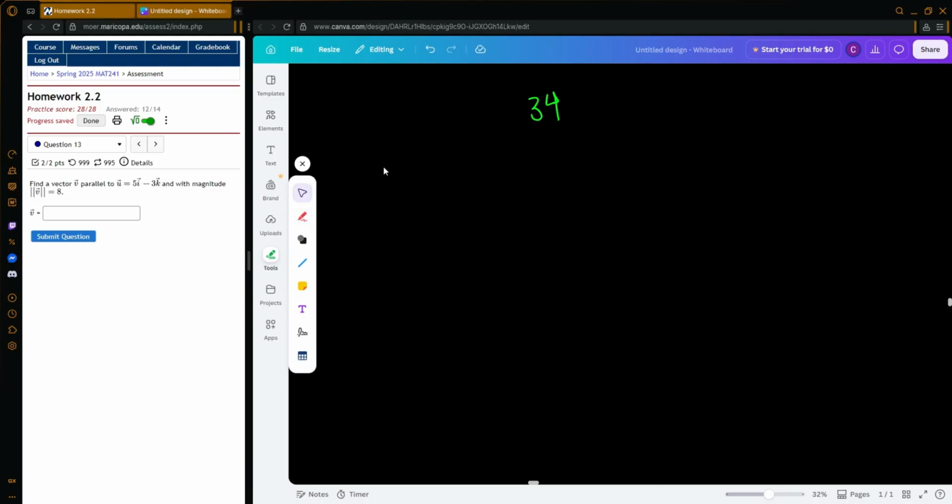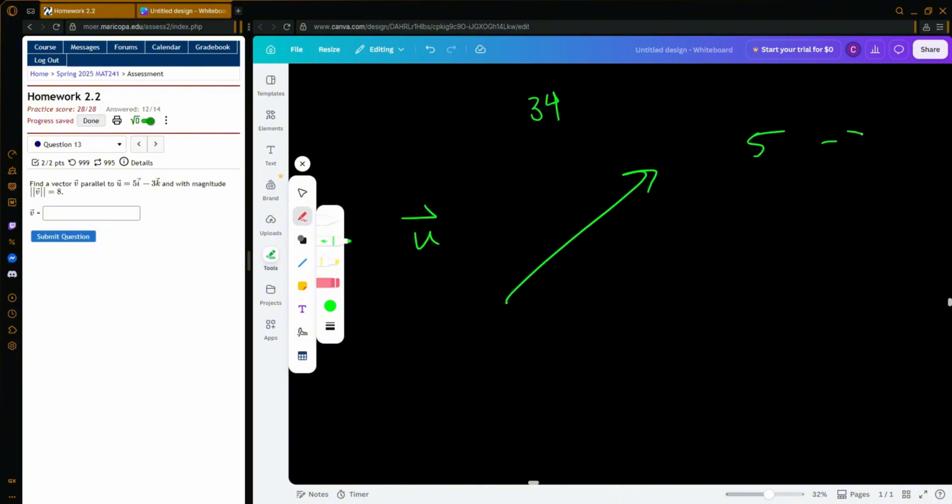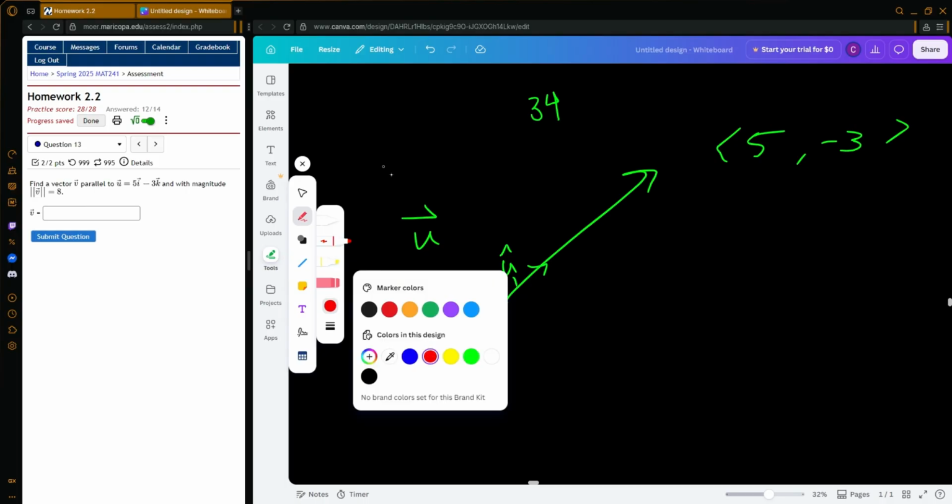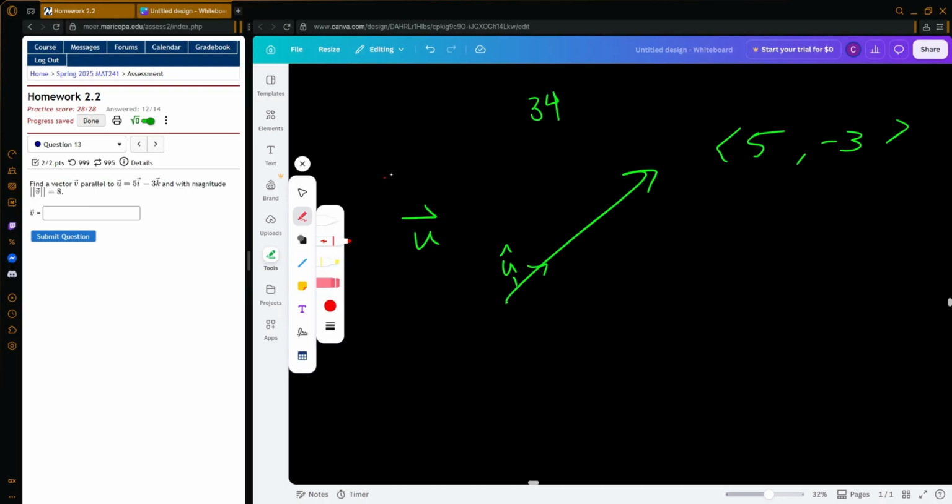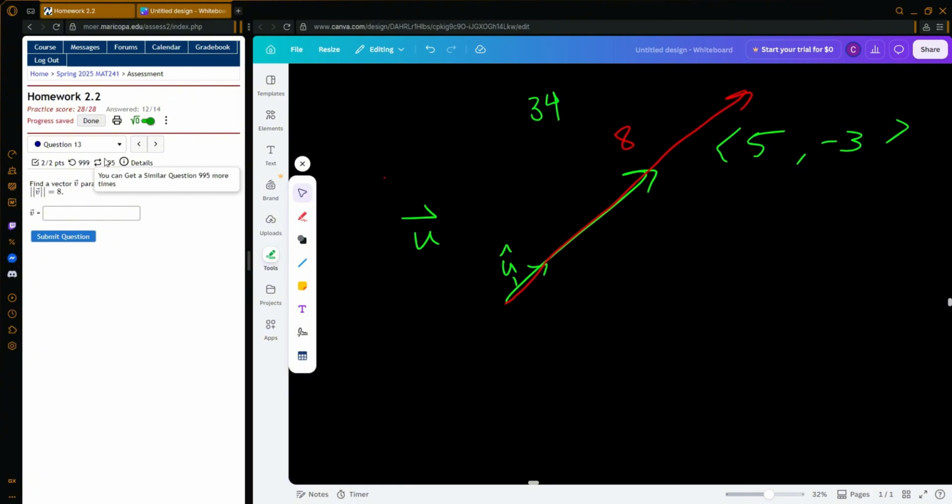So what I mean is we're going to take the vector u, which is some vector 5, -3. We're going to find its unit vector, which is this tiny one here, where its magnitude is only 1, and then we're going to multiply it by a desired magnitude, the desired magnitude being 8, so we're going to scale it up by 8. I think we had a problem like this in the first homework assignment, I'm not sure.